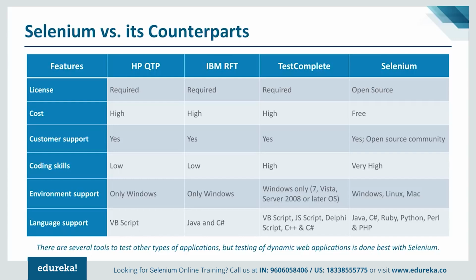Now the final feature we're looking at is language support, wherein QTP supports only VBScript, RFT supports Java and C Sharp, Test Complete supports VBScript, JScript, Delphi script, C++, and C Sharp, whereas Selenium gives you a dynamic range of support for almost all popular programming languages like Java, C Sharp, Ruby, Python, Perl, and PHP.